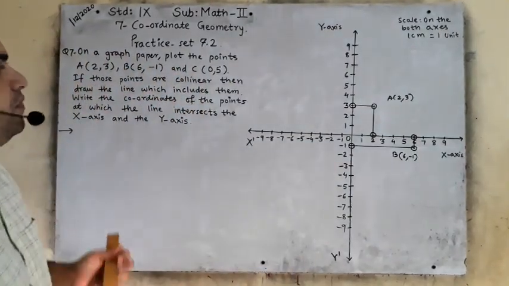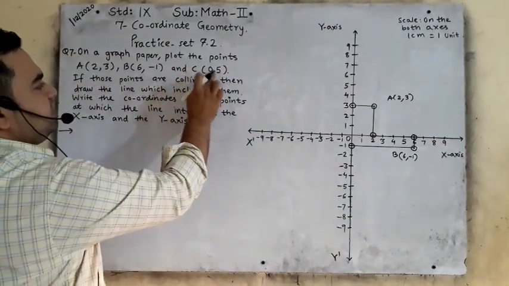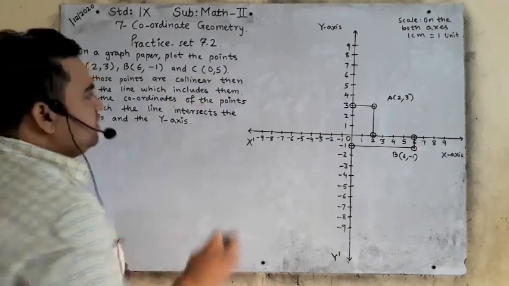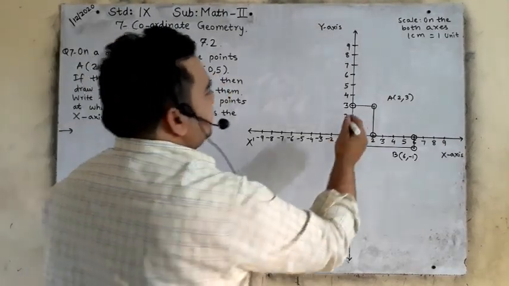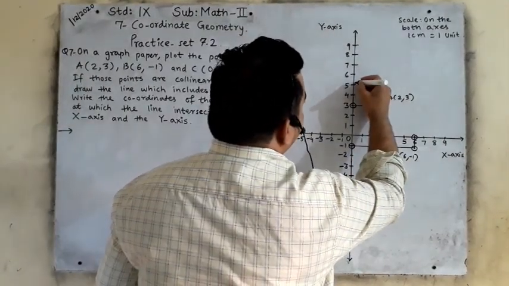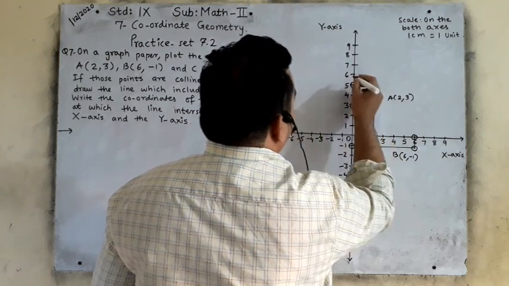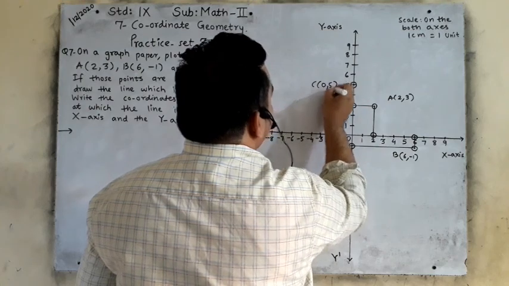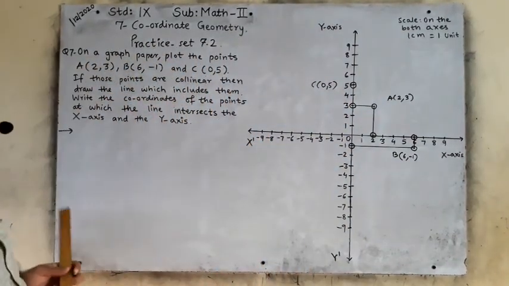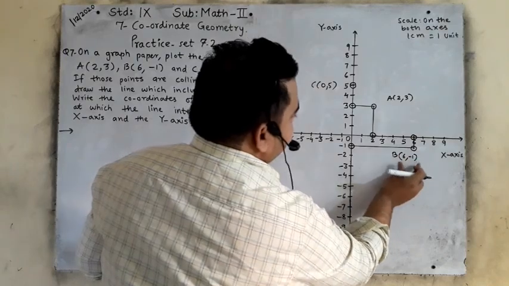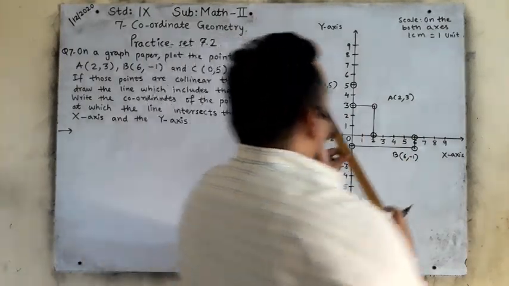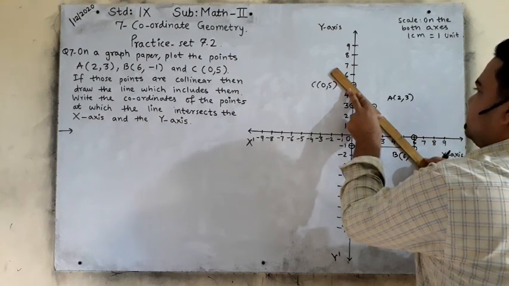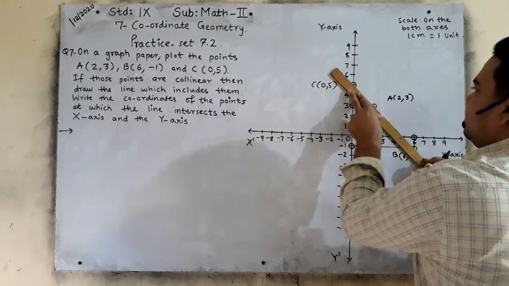Now the third one, that is the C point. It has two coordinates. The x coordinate is 0, which means you will not write anything. The y coordinate is +5, which means the upper side of the x-axis. This is +5, so directly we will mention here this is C, C 0, 5. Now we have to join these points, B, A and C. We will join them and we will see that they are collinear points.